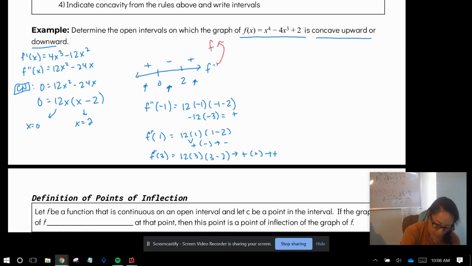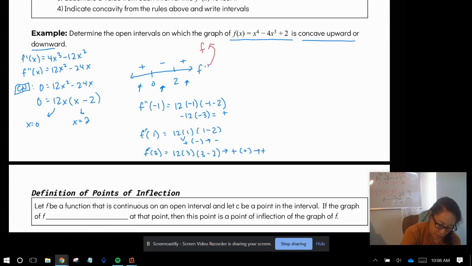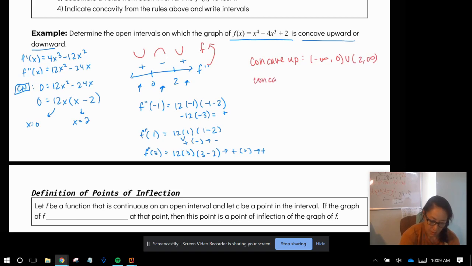When x is less than 0, the graph is going to be concave up. Then between 0 and 2, the graph is concave down. And then finally, between 2 and infinity, the graph is concave up. So for intervals of concavity, we're concave up when, in interval notation, negative infinity to 0 or 2 to infinity. And we are concave down between 0 and 2.